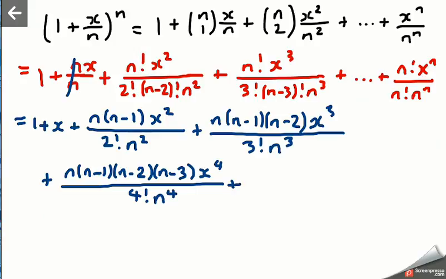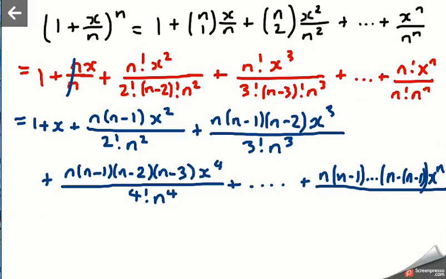Plus, and we keep going, and this last one, well, it's going to be n times n minus 1 times dot dot dot, going all the way down to n minus (n minus 1), and we're going to have x to the n on top, and we're dividing that by n factorial on the bottom times n to the power of n. Sorry, n to the power of 4 was the last one. All right, so that's where we're at so far.